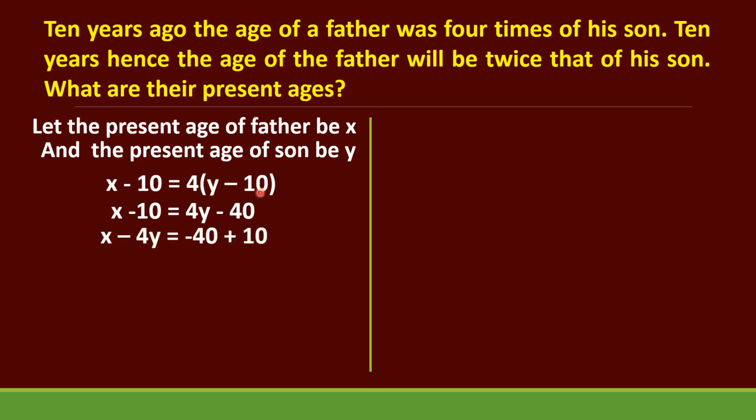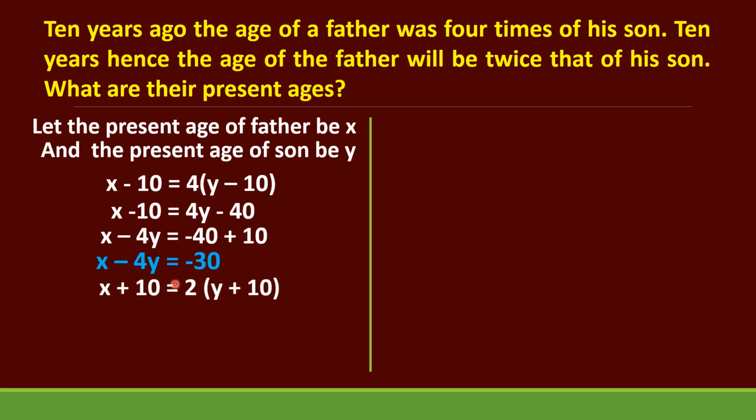Then this 4y is taken to this side and it becomes x minus 4y is equal to this minus 10 is taken to this side. So minus 40 plus 10, that is x minus 4y is equal to minus 30. That is our first equation.